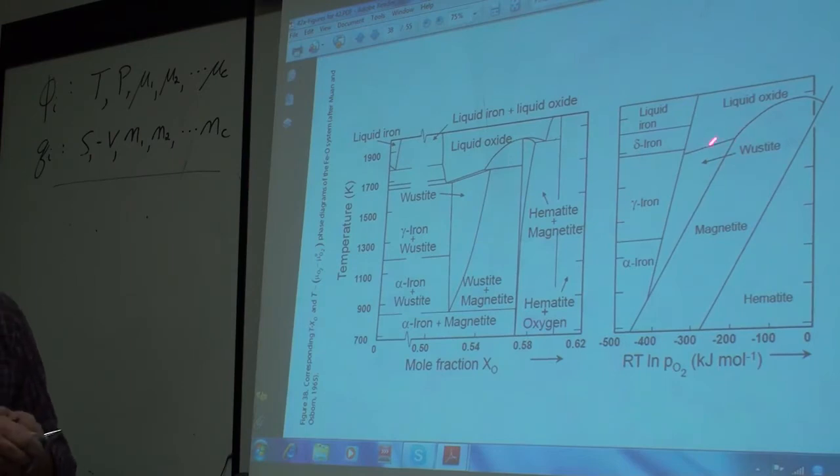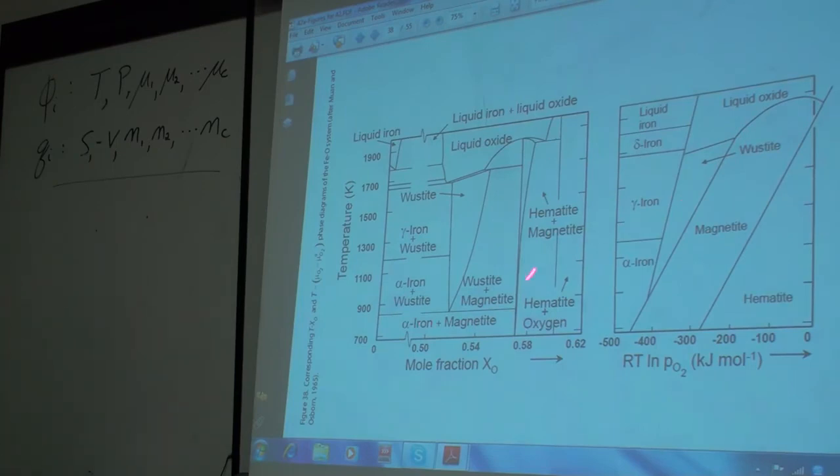So it goes through a maximum of your three-phase invariant. Here you have a peritectic, liquid plus wustite plus magnetite, with the three different compositions. Here you have your three-phase triple point, giving the chemical potential of oxygen when those three phases are at equilibrium. Okay, so every two-phase region here becomes a two-phase line. Every three-phase invariant becomes a three-phase triple point.